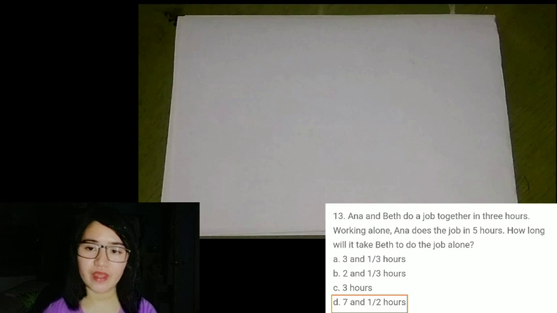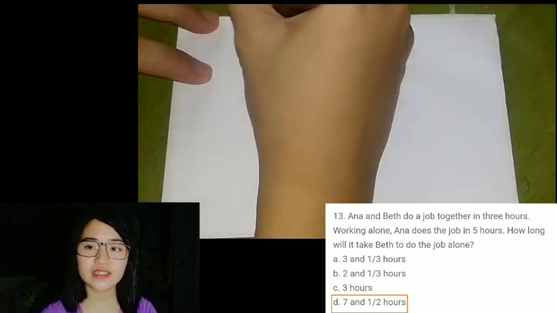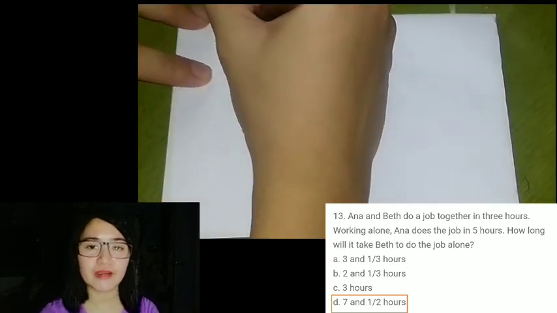Tindihin muna natin yung problem. So, pag nagtatrabaho silang dalawa, it took 3 hours. Ngayon, kapag mag-isa lang si Anna, 5 hours yung inaabot niya. Ngayon, ang tinatanong dito is ilang oras naman kapag si Beth lang yung gagawa ng trabaho mag-isa.